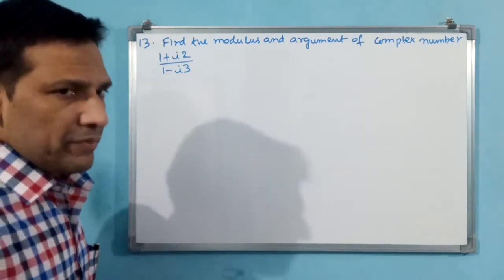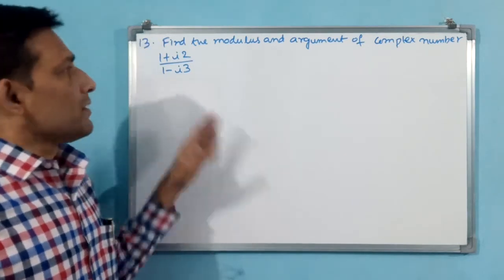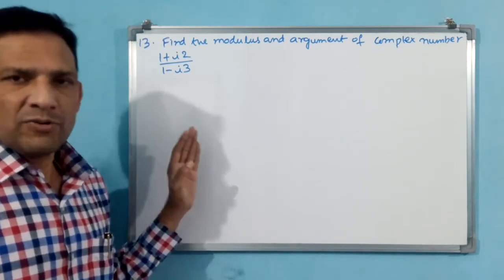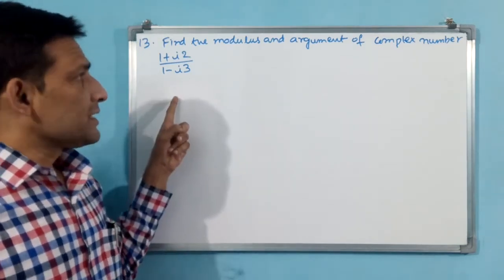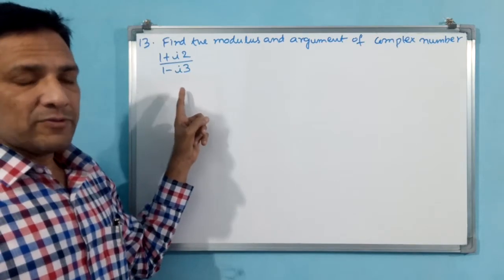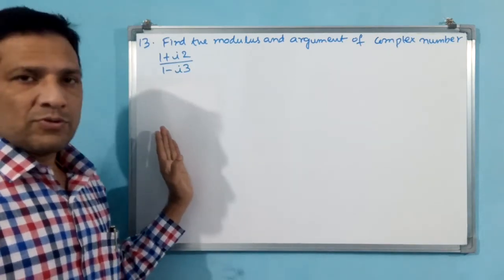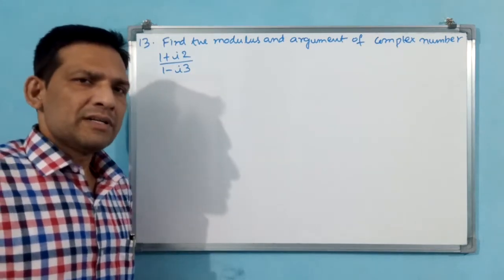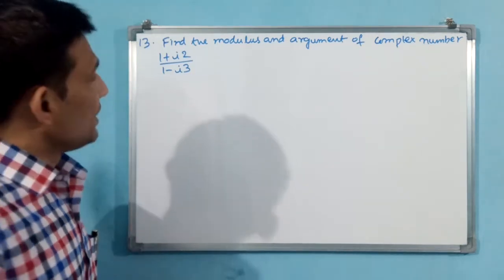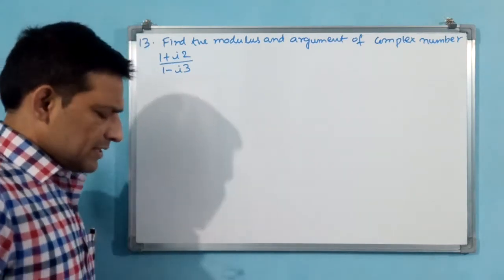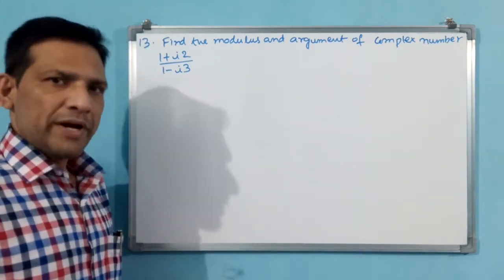But before doing that, the number should be in a plus ib form, z is equal to a plus ib. Then only it is possible. But here it is in the form a plus ib by c minus id. Then what we have to do is convert these two numbers into one number. How to convert? Rationalization. Rationalize this number, and automatically it is going to become one number.